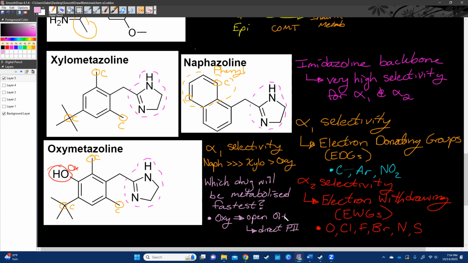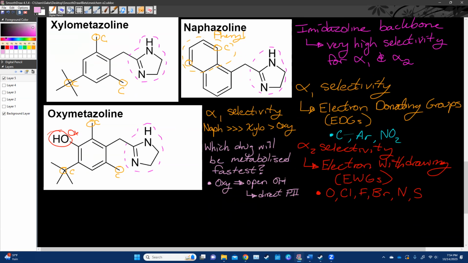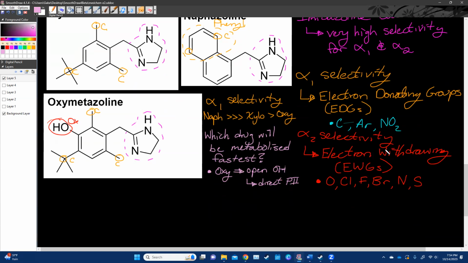We're going to do a ton of practice during our review about metabolism now that we have actual drug structures to look at. So we'll take a look at metabolism specifically later.